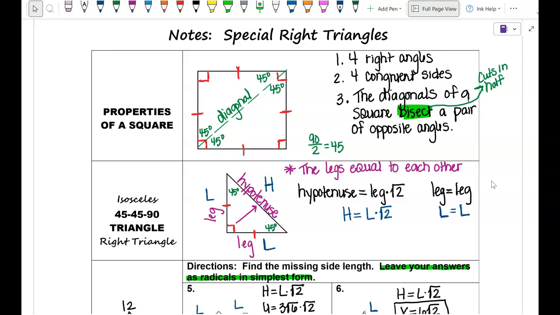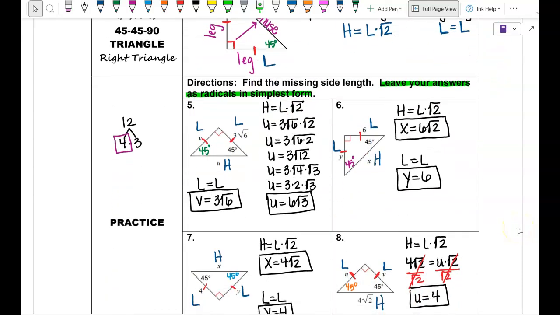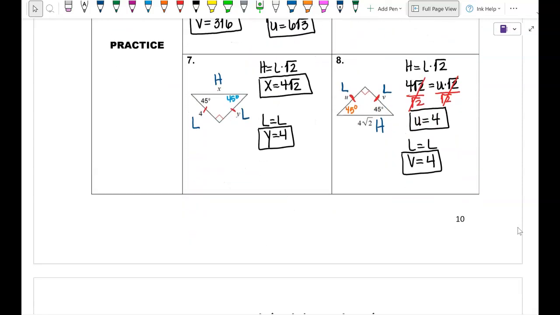The hypotenuse equals the leg times radical 2. And the leg equals the leg. Since it's a 45, 45, 90, it's also known as an isosceles, which means both of those legs have to have the same value. So then we practiced some questions where we were just working on the 45, 45, 90.